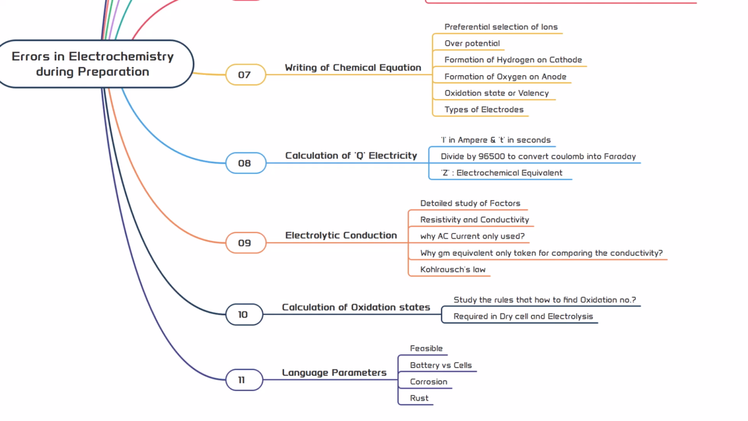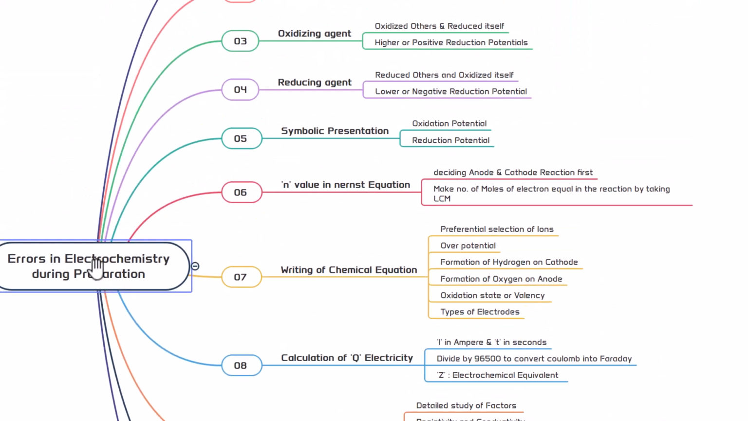Battery versus cells. Most of the students are not aware which is battery and which is cells. Actually, a cell is an individual working system, and when you connect them in series, it will act as a battery. Corrosion. Corrosion is actually the reaction and rust is the product of that. Most of the time students believe that rusting and corrosion are the same. No, both are different.